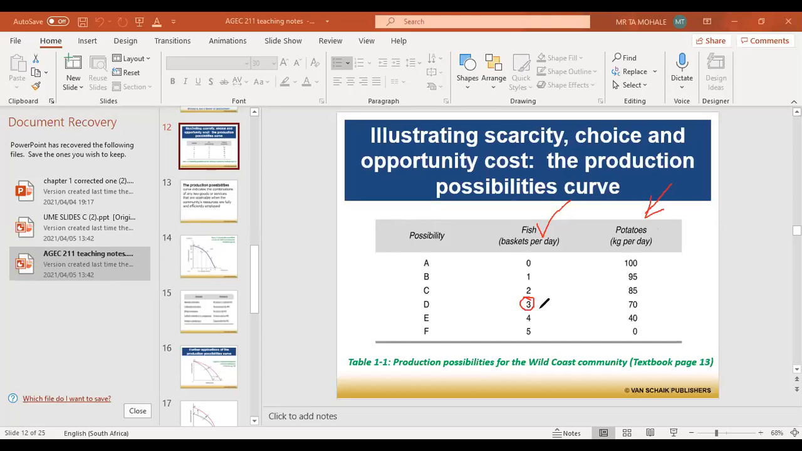Are we together? When they say calculate the opportunity cost of producing 3 fish, we want to know how much of the other product that is not fish are you going to lose? Right? Does it make sense?